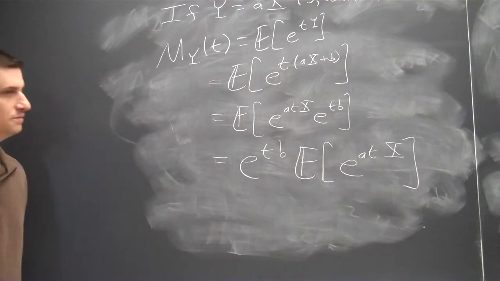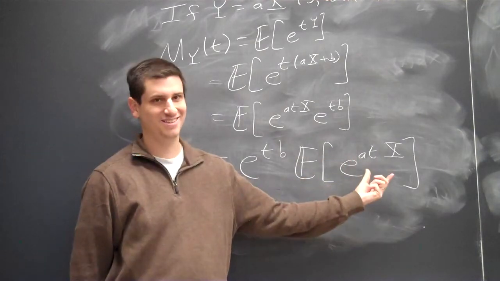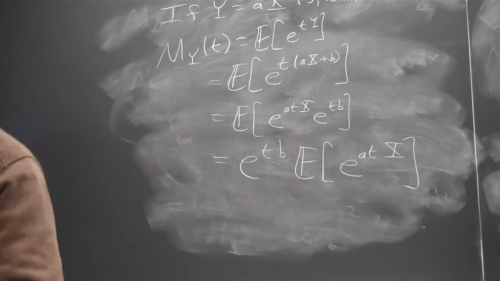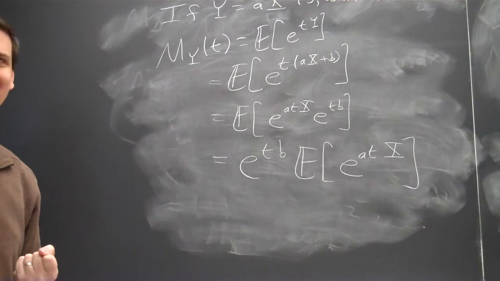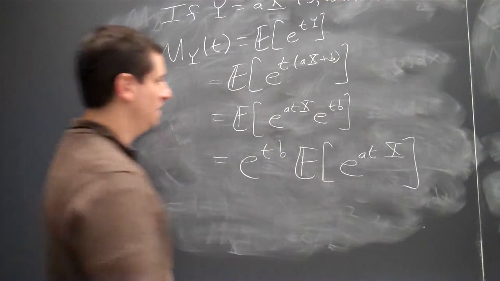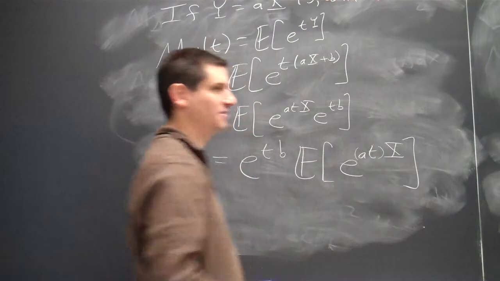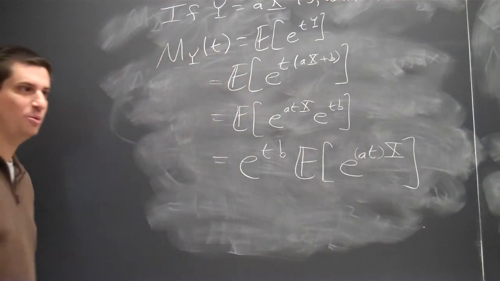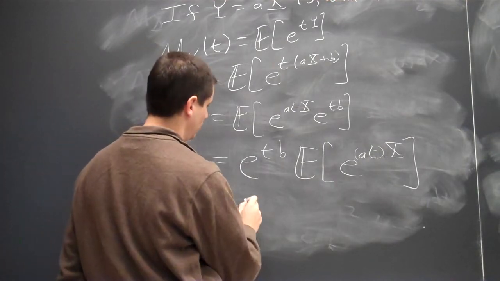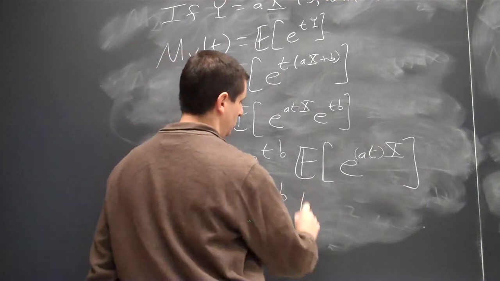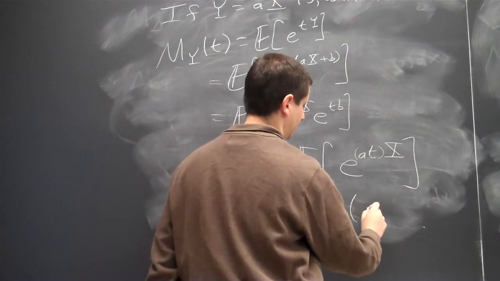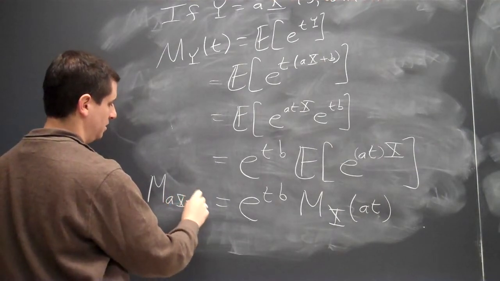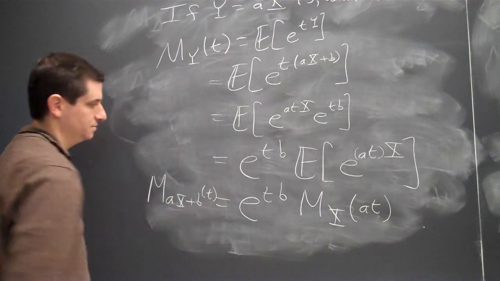Okay. What does this look like? The moment generating function of x. Where? At t equals at. Put parentheses here. I'm evaluating the moment generating function of x, not at the point t, but at the point a times t. And so we get e to the tb times the moment generating function of x at at. And this is the moment generating function of ax plus b at t.